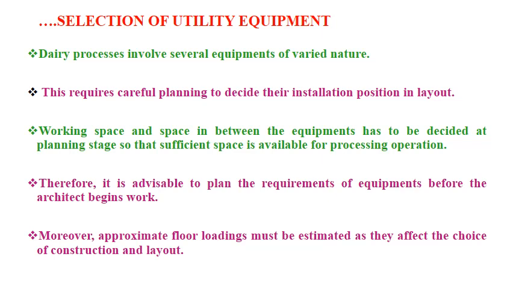In continuation of selection of utility equipment, dairy processes involve several equipments of varied nature. This requires careful planning to decide their installation position in the layout. So when we are making the layout, at that time itself we have to decide about these utility equipments so that they can be properly positioned. Working space and space in between the equipments has to be decided at the planning stage so that sufficient space is available for processing operation. This we have discussed earlier also in the first part of this topic.